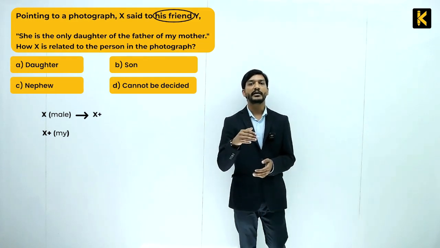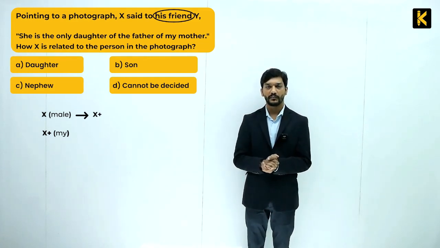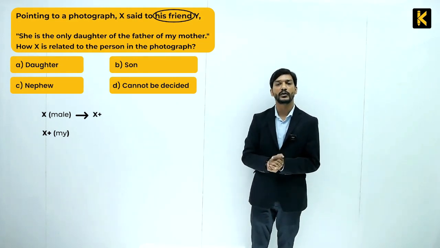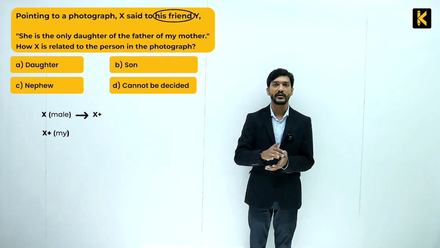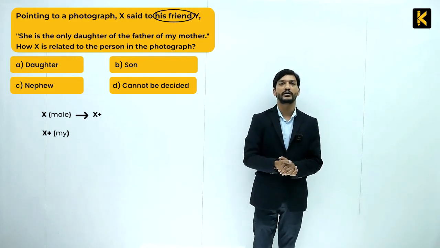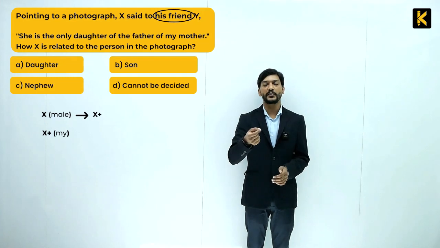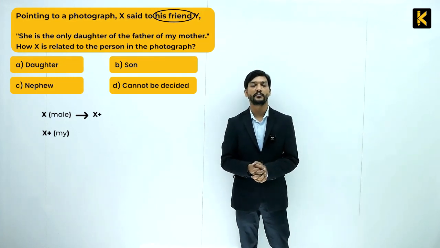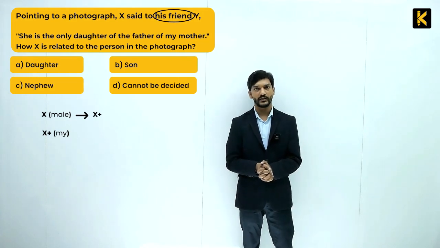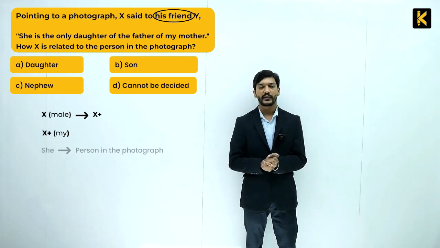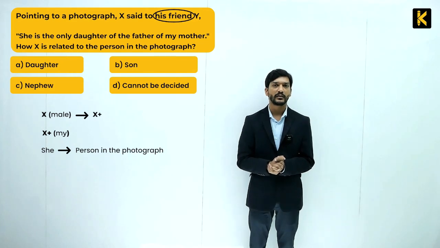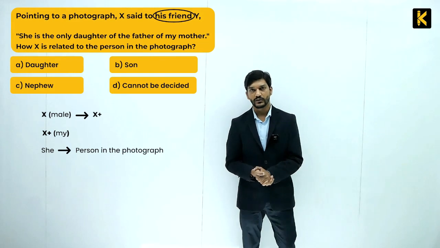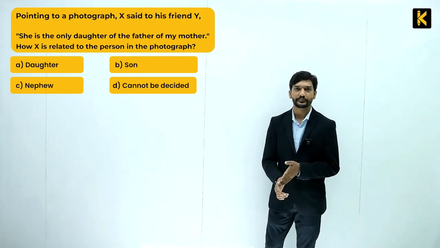The photograph is of a female person because X, looking at the photograph, says she is the only daughter. Something like this he is starting. So she is the only daughter. So she means the person in the photograph is definitely a female person. So the word she is used for what person? The person in the photograph.